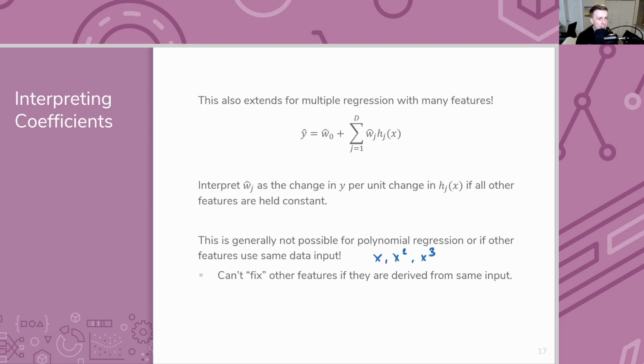It's not really possible to consider, let's fix x and x cubed, but let x squared vary. That doesn't quite make sense because they're all based on this underlying thing called x. So when you have all these related features, it's much more complicated to interpret what the coefficients mean. They don't give you the same intuitive understanding of how the underlying process works. You can't really fix those other features, so this interpretation of coefficients kind of goes out the door.